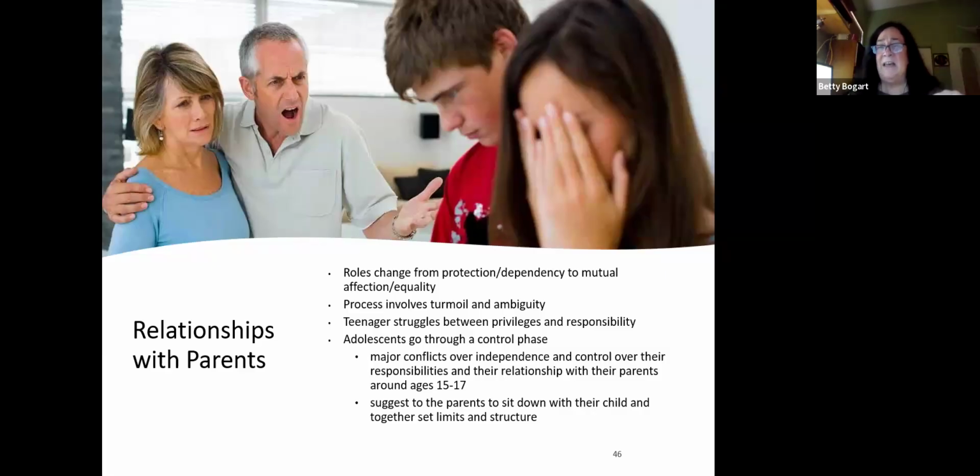It's about 15 to 17. It's the middle of adolescence where all of a sudden they've gotten taller, their voice is deeper, the boys are getting hair on their chins, they're looking more grown up. They want to be treated like adults, but they're not there yet emotionally. And it creates all of this turmoil.